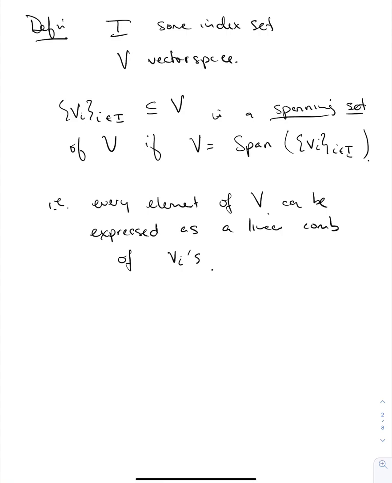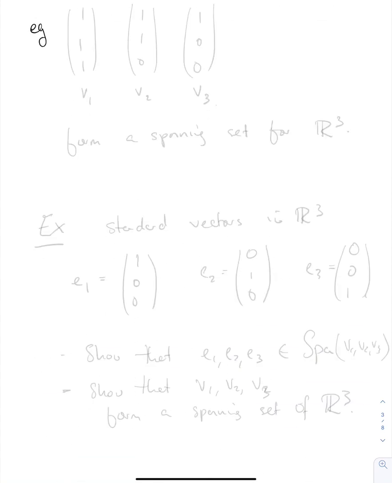Let's explore this. Example: (1, 1, 1), (1, 1, 0), and (1, 0, 0). I'm going to call these vectors v_1, v_2, and v_3. And my claim is that these form a spanning set for R^3.